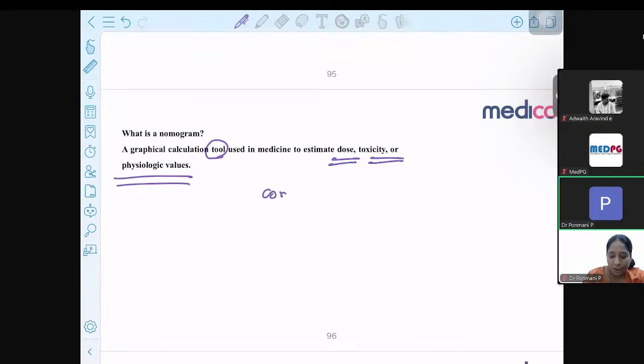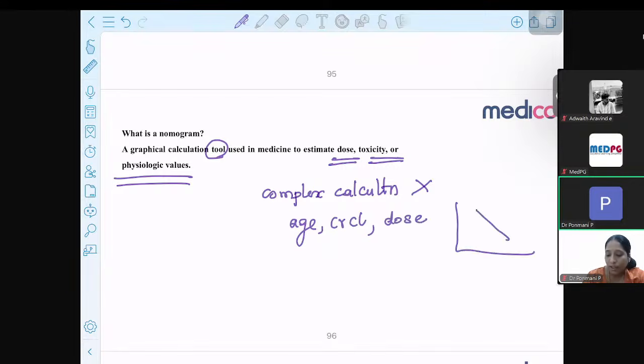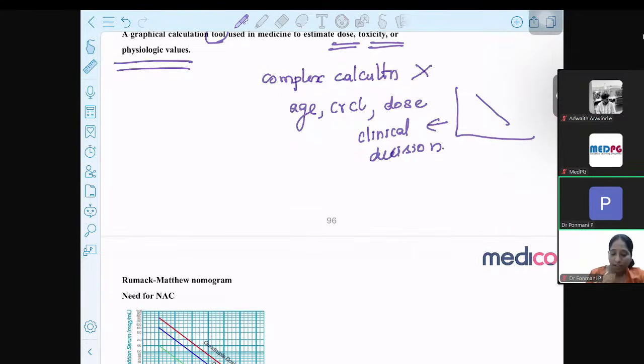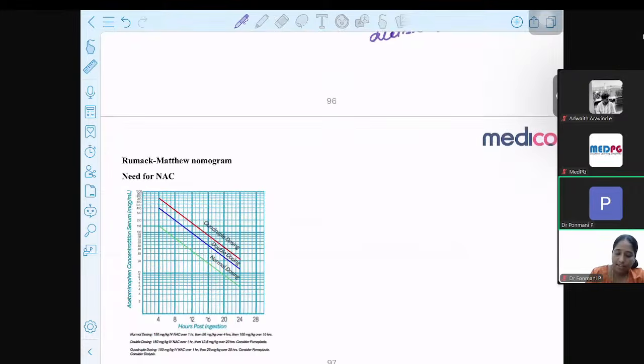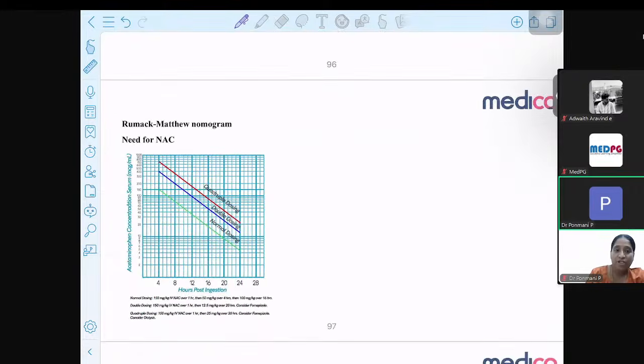That is, without doing any complex calculation, we use simple parameters such as the age of the patient, creatinine clearance of the patient, or the dose of the drug which he is receiving, and we plot it onto a graph, and then we arrive at a clinical decision. This is how a nomogram is used. So for different purposes, there are different nomograms.